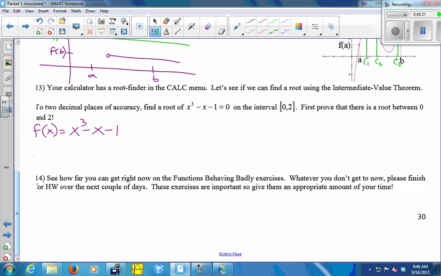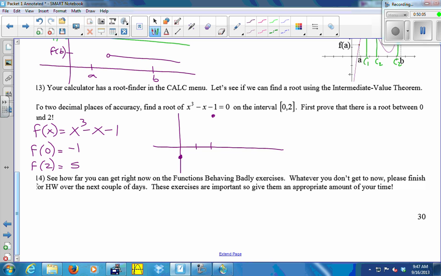And if I take f of 0, what do I get? -1. And if I take f of 2, which is the other endpoint of my interval, 0 to 2, what do you get when you plug 2 in? 5. Okay, so f of 0 is -1. So if I wanted to, I can draw a little sketch here. I now have 2 points. F of 0 is -1. F of 2 is 5.